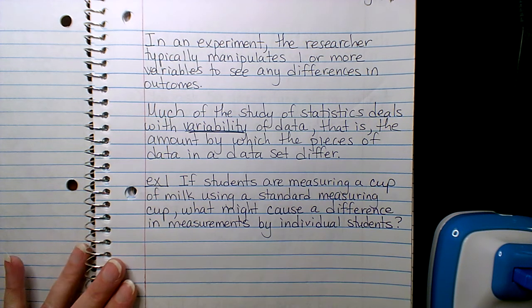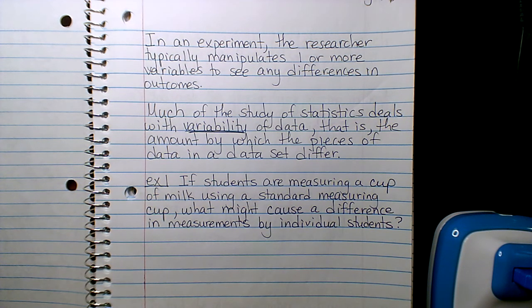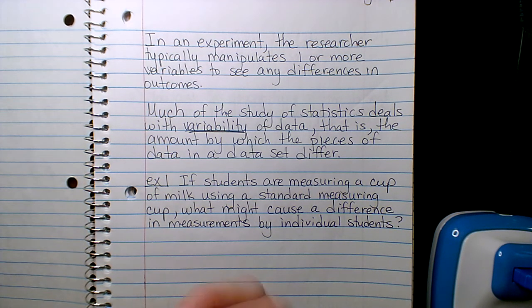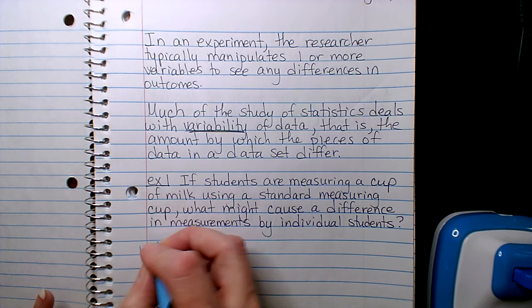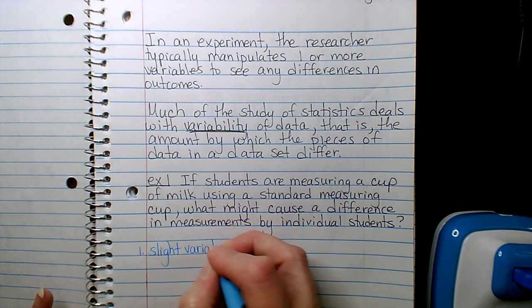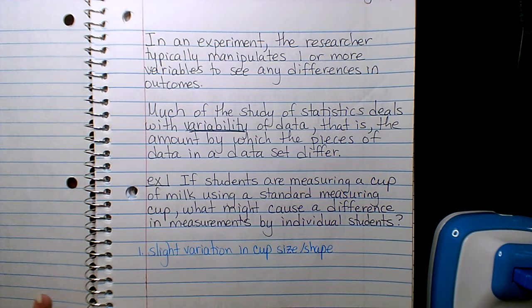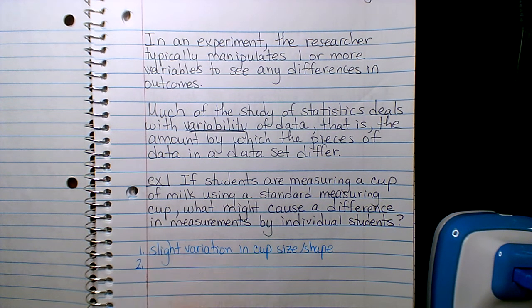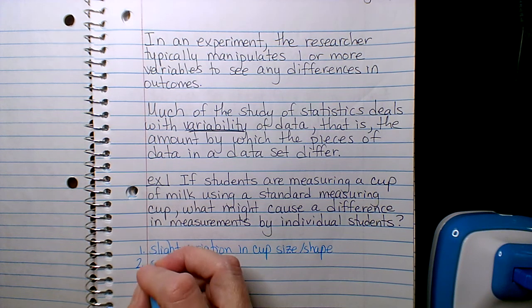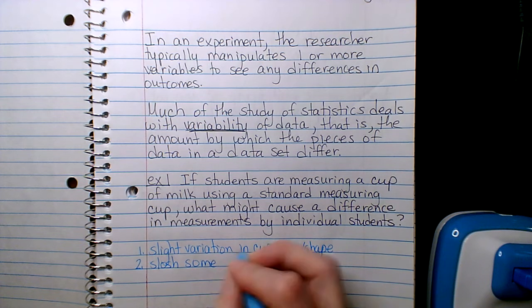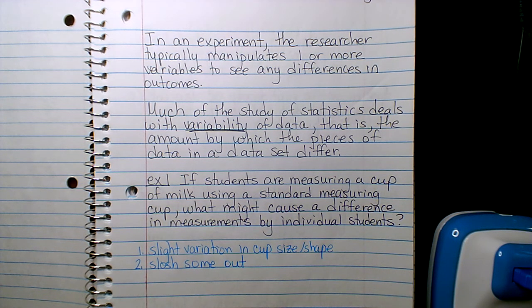So if students are measuring a cup of milk in a standard measuring cup, what might cause differences in measurements by individual students? Well, you can have a lot of different things here. You could have some variation in the measuring cup size. If the students all have different measuring cups, you could have some slight variation in the cup size and shape. You have to take into consideration that you're working with kids, so they're going to splash some out. They're going to slosh some out of the cup. It's not going to be as full as it should be, right? Some of them are going to overfill it. Some will underfill it.